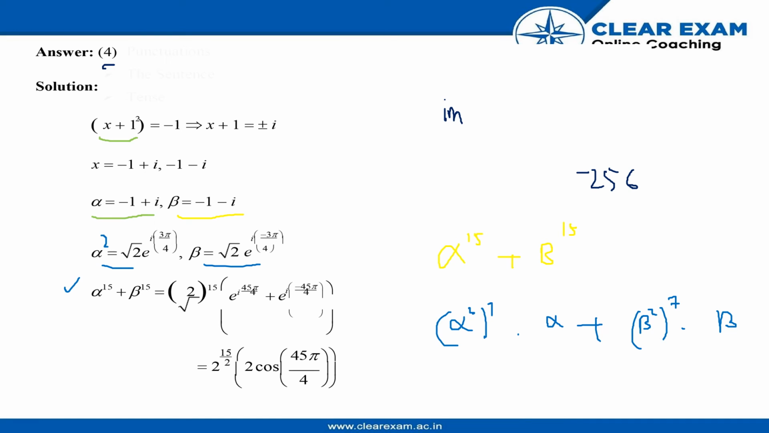Or otherwise you can also understand the solution. It's not that complex. So directly they have written in this format, and by putting in the values, it comes out to be root 2 power 15. It is misprinted here. So this comes out to be 128 root 2, and this value, if you calculate 2 cos 45 pi by 4, comes out to be minus root 2. And when these both are multiplied, it comes out to be minus 256.